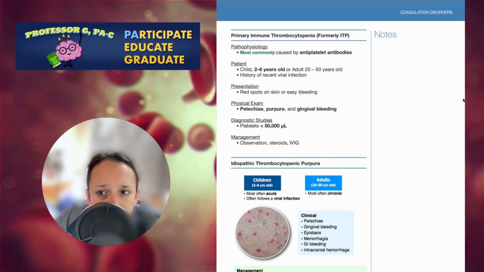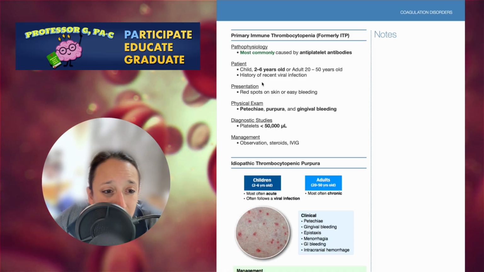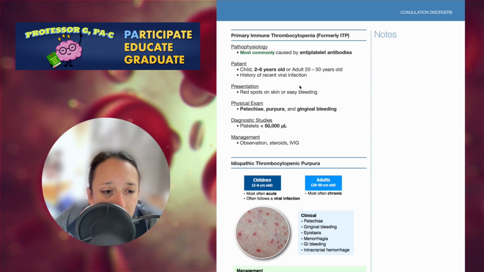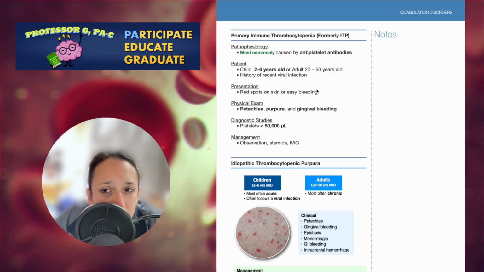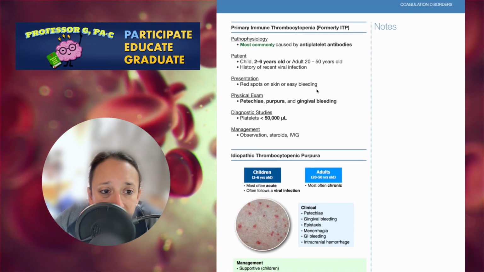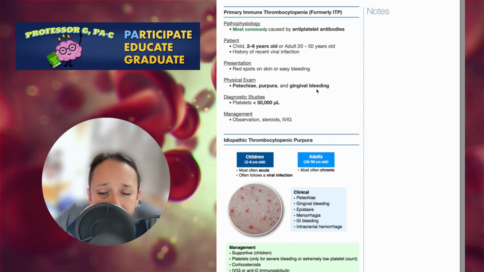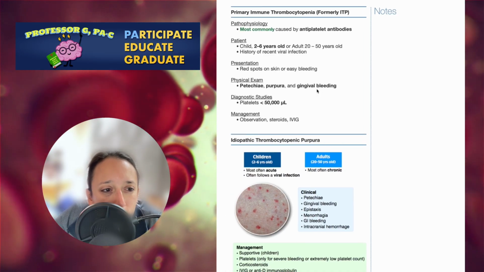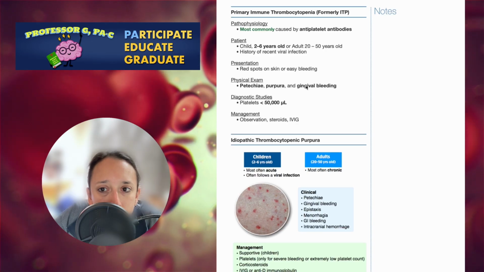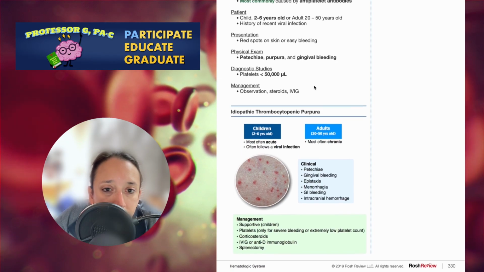But patients usually present with signs of mucocutaneous bleeding, so easy skin bleeding, things like petechiae, purpura, nosebleeds, gum bleeding, easy bruising. And despite all this bleeding, they're really not that sick appearing. There's no fever, no splenomegaly, and really no systemic illness.